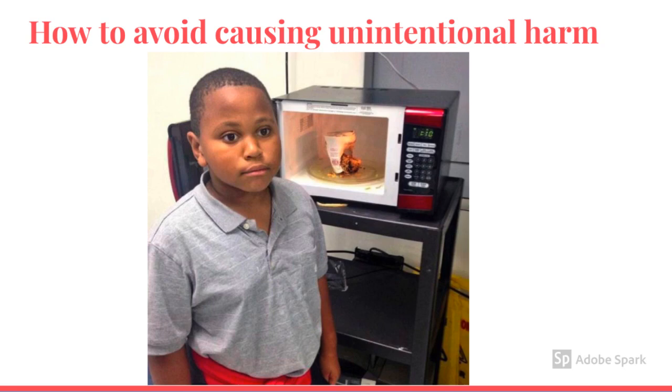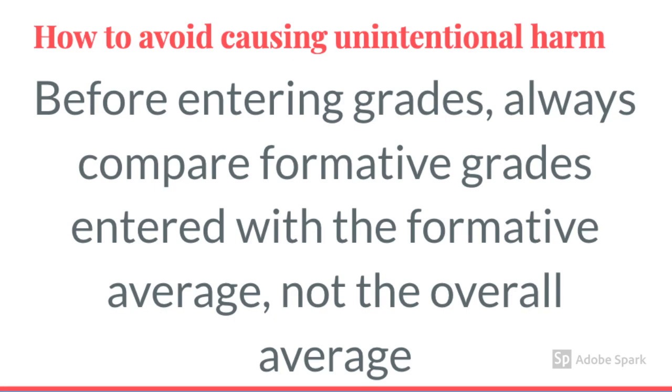Now that we have identified the problem, we can start looking at solutions on how to avoid causing unintentional harm. One solution is that before entering formative grades, compare them with the formative average and ensure that the grade you're entering is higher than the average. This is good because this allows a more accurate picture of how the student is doing. However, this could also be bad, as remembering all 100 plus of your students' grades can be difficult, and going back and forth can be cumbersome.